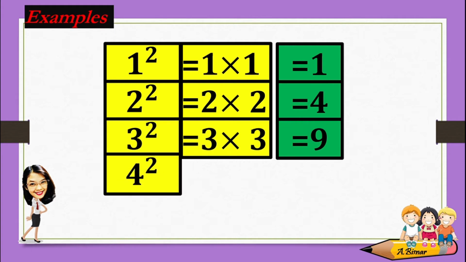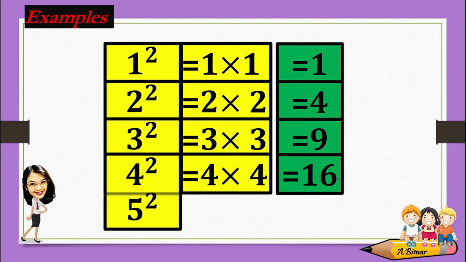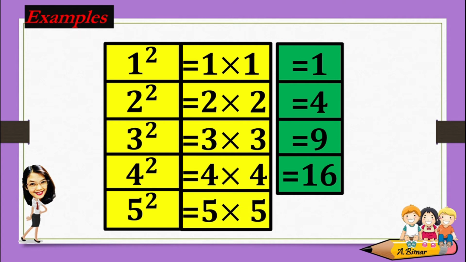Next, 4 squared. And this will be 4 times 4. And the answer is 16. Next is 5 squared. So you will multiply 5 to itself, which is 5 times 5. And the answer will be 25. It's easy, right? So let us have other examples.